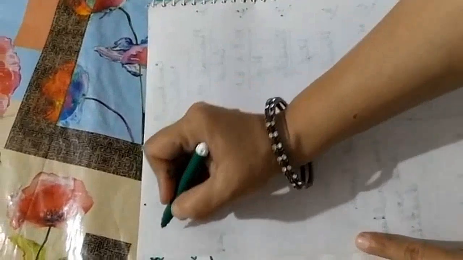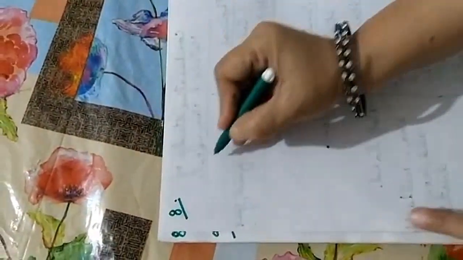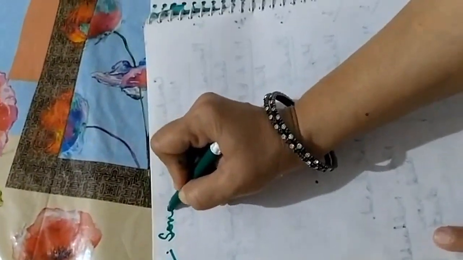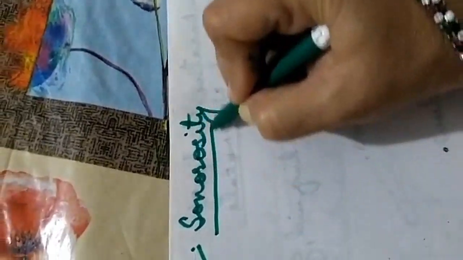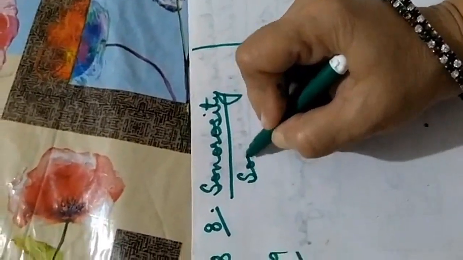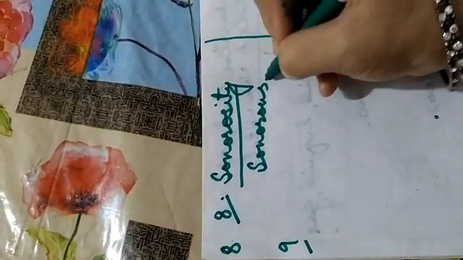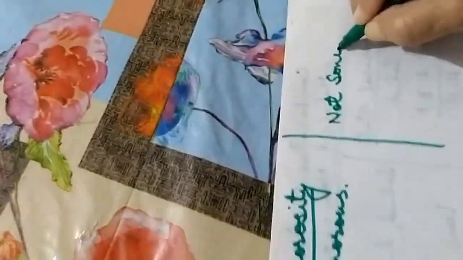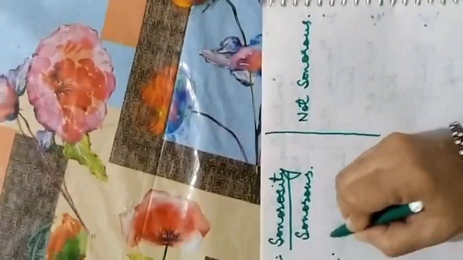Then the eighth one is sonorosity. Metals are sonorous, whereas non-metals are not sonorous. Then conductivity.